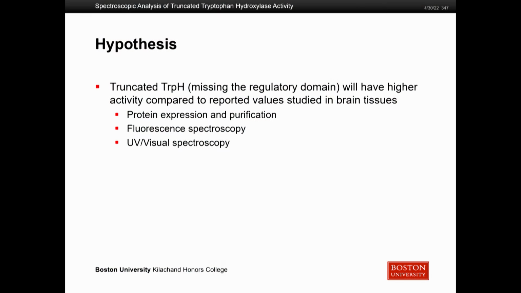And so our hypothesis was that if we took a form of this enzyme that removed part of what we thought would be the regulatory domain and would cause it to be active within the body, then we would get higher activity compared to the reported values that we're seeing in brain tissues. And this is because in tissues, we might have a combination of active and inactive protein. And because of this, then we might be seeing lower activity levels than what we see with purified enzyme with the other ones of the family.